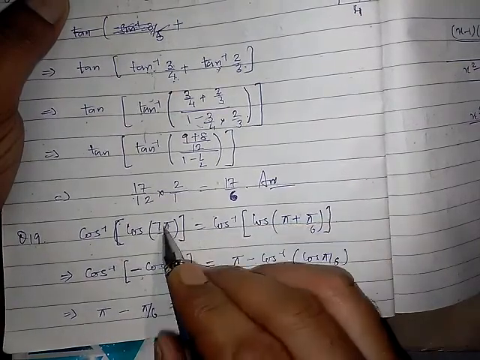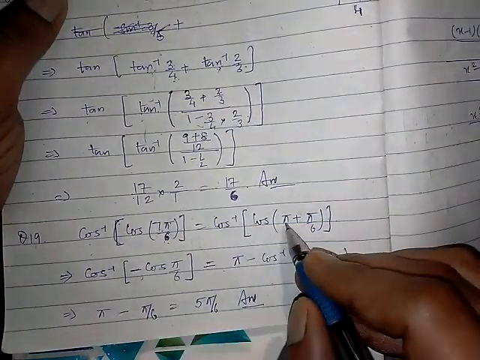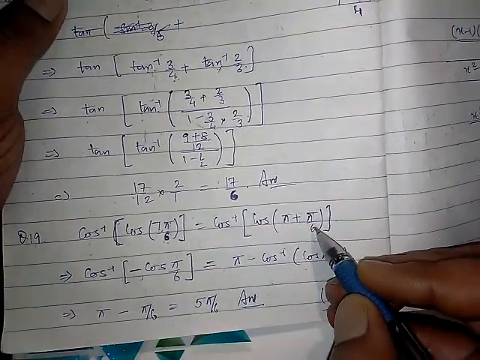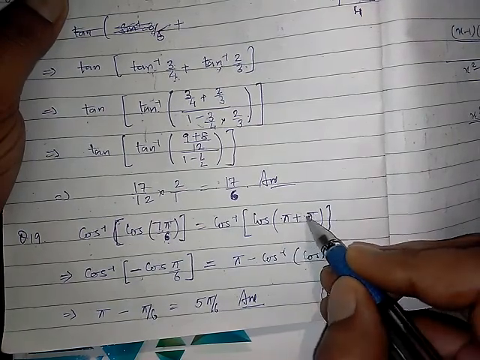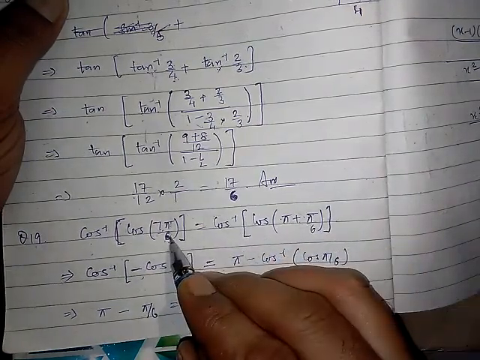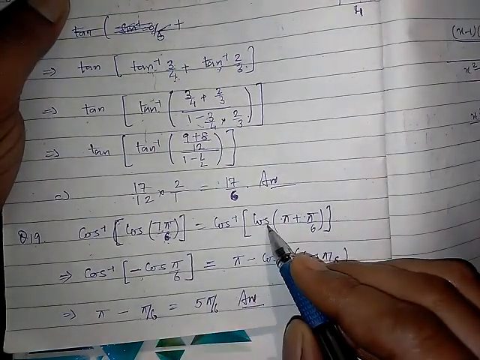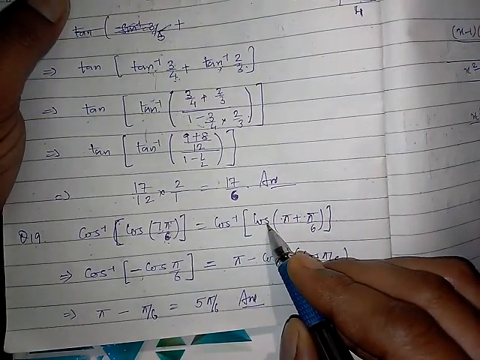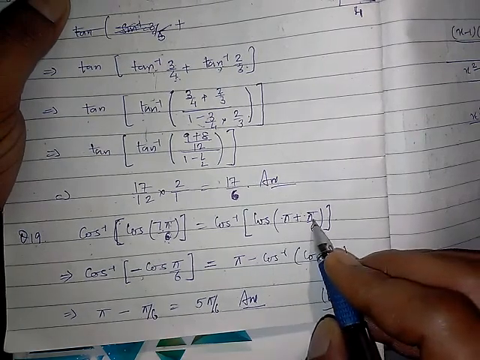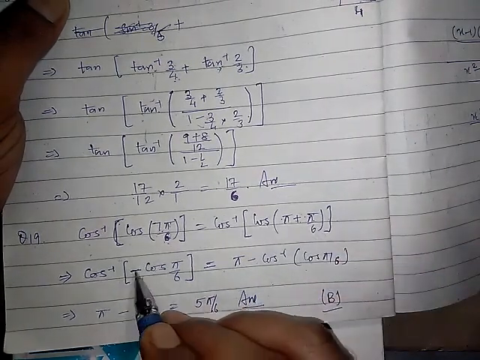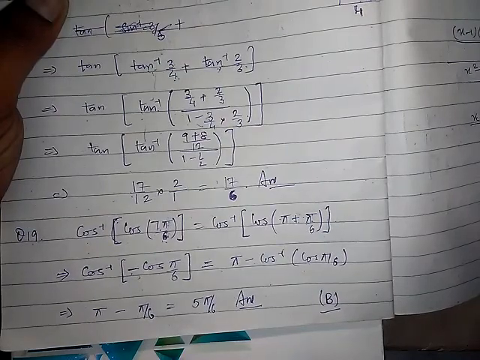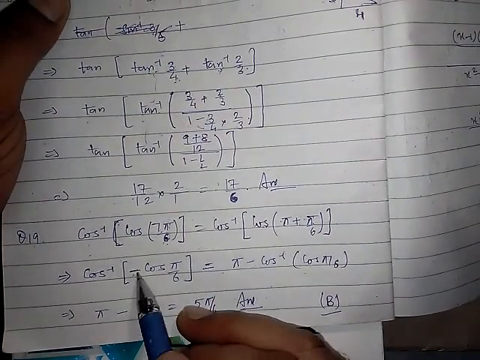Clear? So I am breaking this angle 7 pi by 6 into pi plus pi by 6. You can check: 6 ones are 6, plus 1, 7 pi by 6. We are getting the last step, it means this step is correct. Now apply the class 11th quadrant formula: cos(pi plus theta) will give you minus cos theta. So we are writing here minus cos theta. Clear?